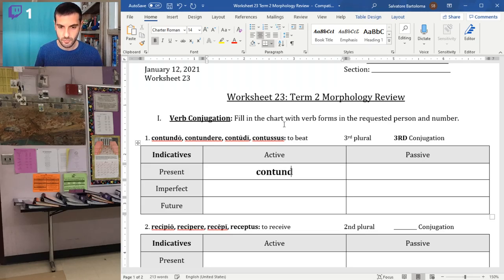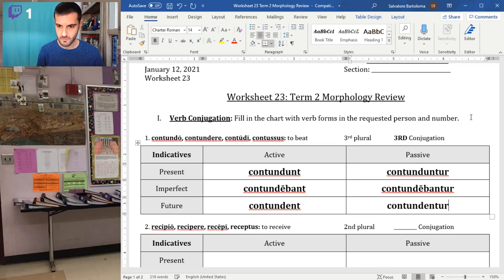So the stem is contund. The vowel pattern is weird for third. It goes o, is, it, imus, itis, unt, contundunt, and the passive contunduntur. I don't know why I picked a verb that has so many unts, but contundunt and contunduntur. So that is they beat and they are beaten.